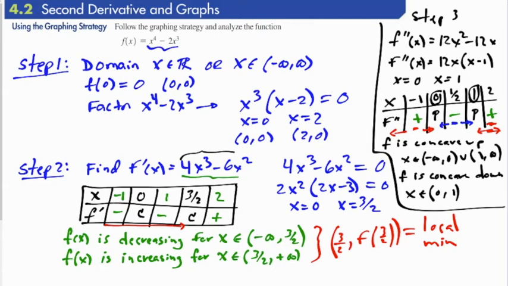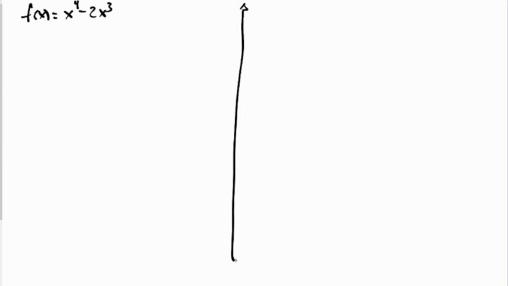And now step 4 of our strategy says to graph all of this information and draw a likeness of the graph. Okay, so let's put all of our analysis that we just did together so we can draw our graph. So remember, our function f of x is x to the 4th minus 2x cubed. This is the graph we are trying to generate.